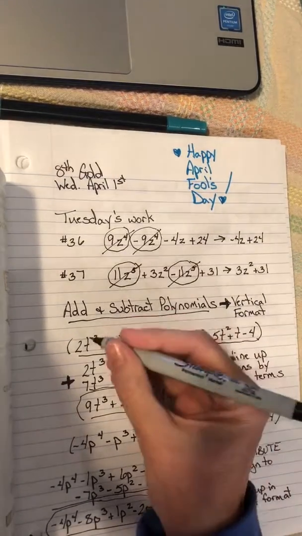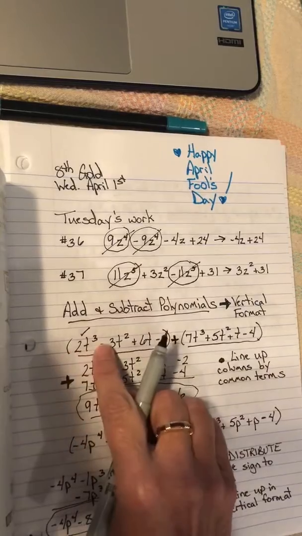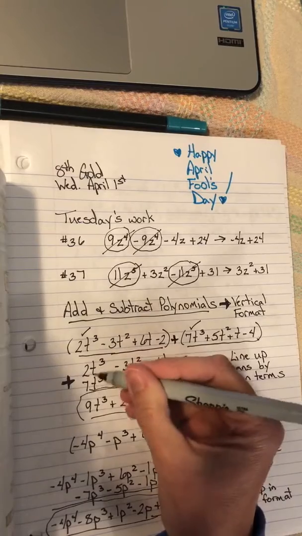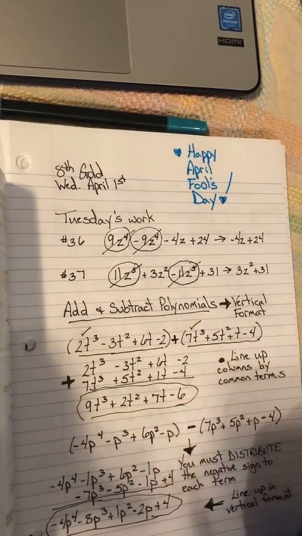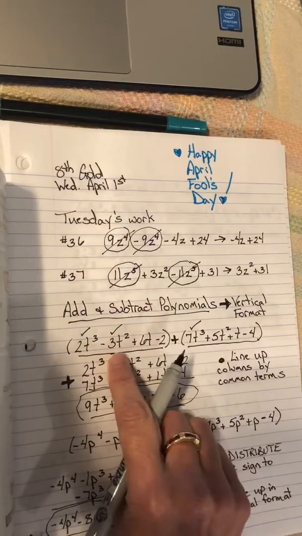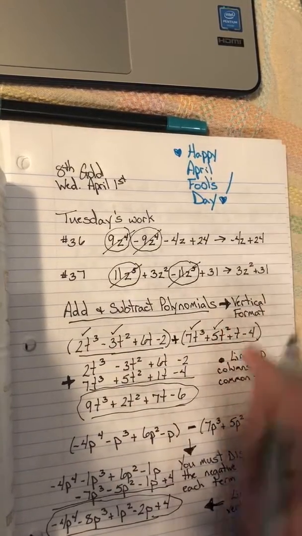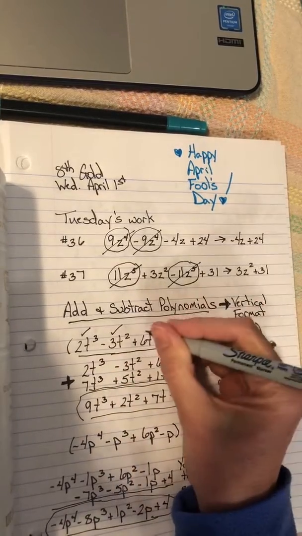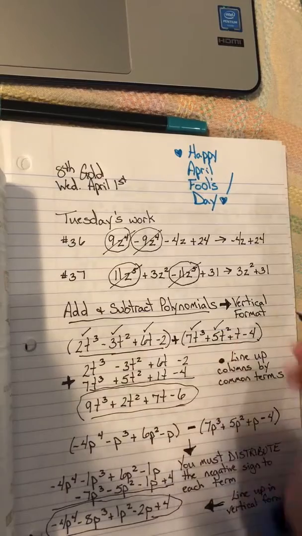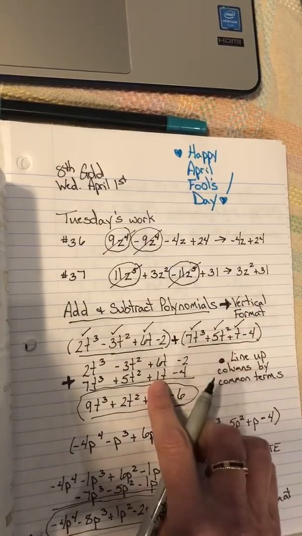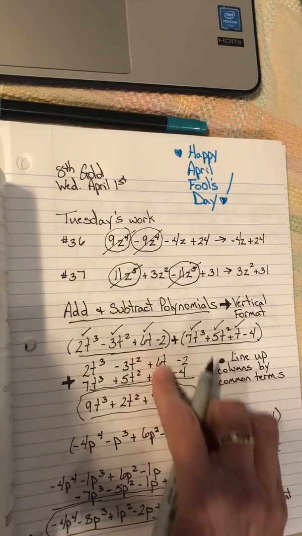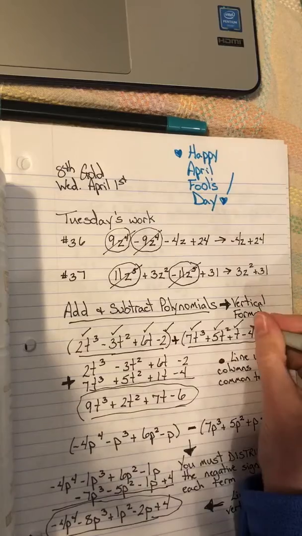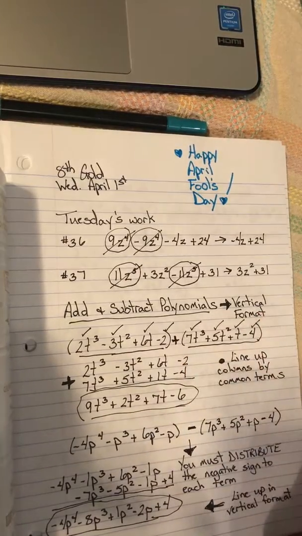So I took 2t to the third and 7t to the third, and I lined them up underneath each other. Then I took negative 3t squared and a positive 5t squared, lined them up in a column. 6t plus t, I put my 1 in front of it, lined them up, and then our constants, a negative 2 and a negative 4, are lined up last.